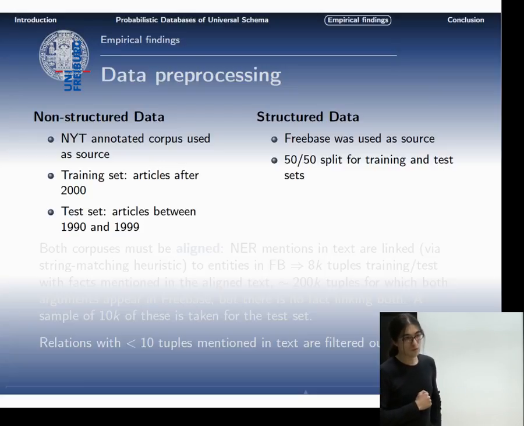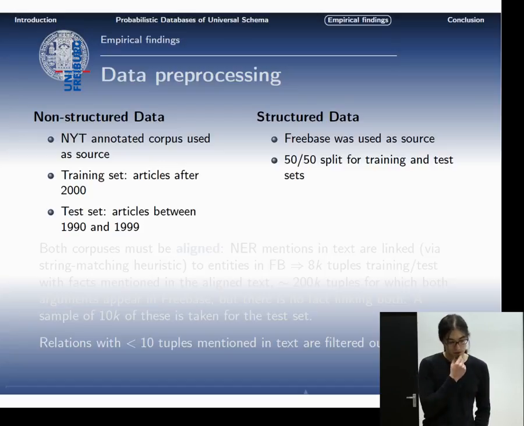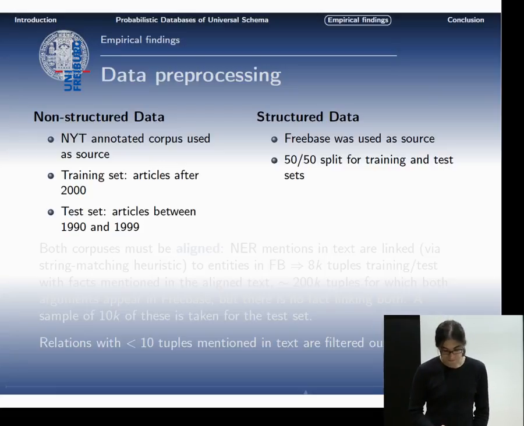For the New York Times information, they split all available articles. As you can see, articles after 2000 were used as training data, between 1990 and 1999 as test data. For Freebase, it was a 50-50 split.